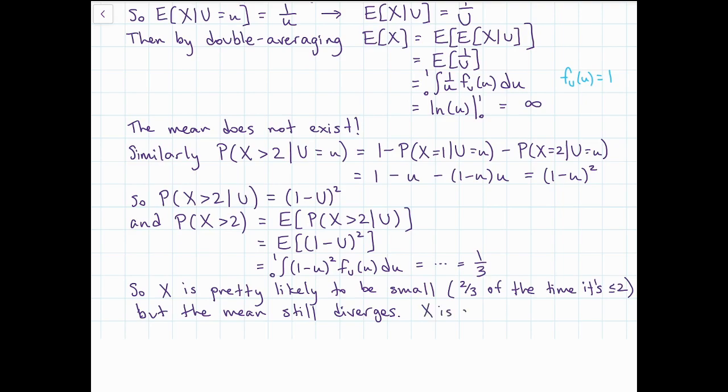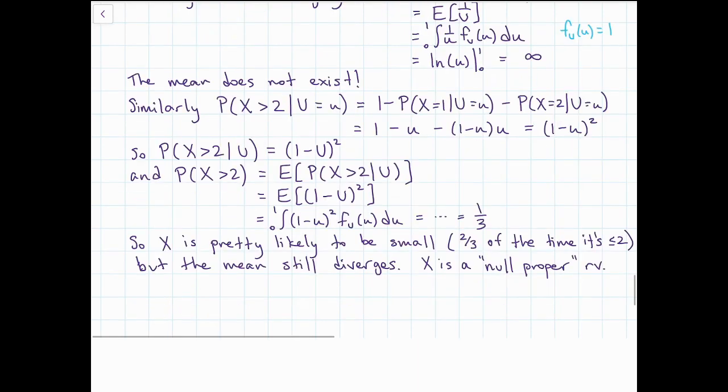This has actually got a name. A variable like this is known as a null proper random variable. So it has an infinite mean, but it has a guaranteed probability of being finite. Kind of weird. We'll see this idea again when we talk about Markov chains. Lastly, we're going to talk about computing variances by conditioning.